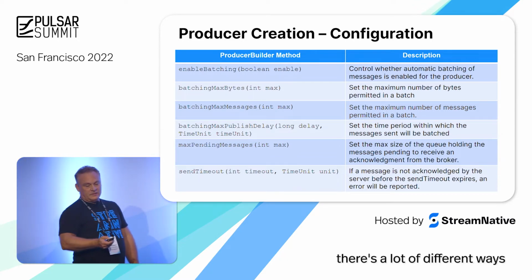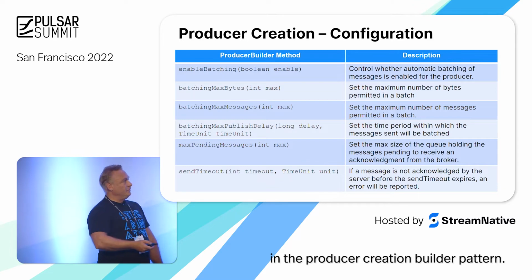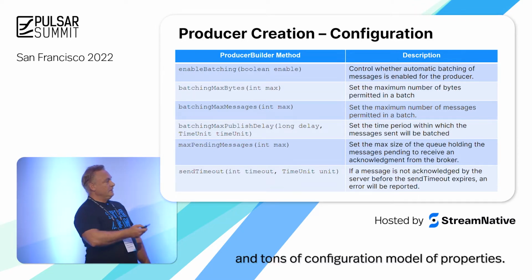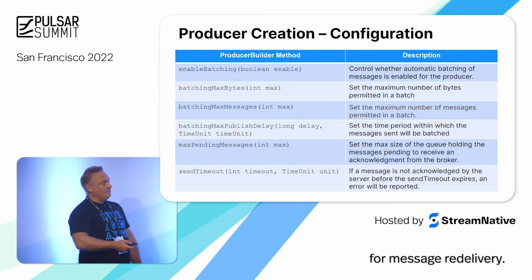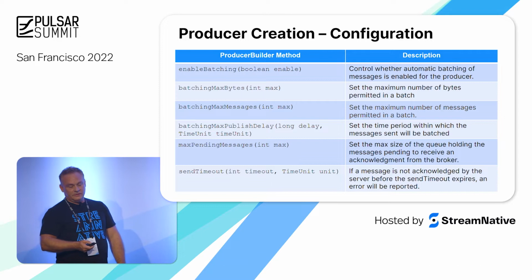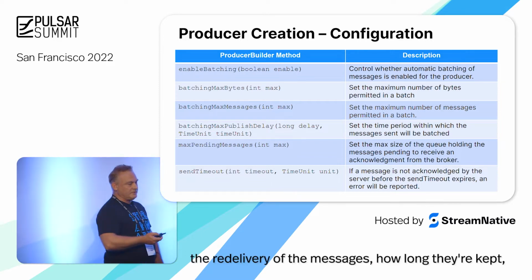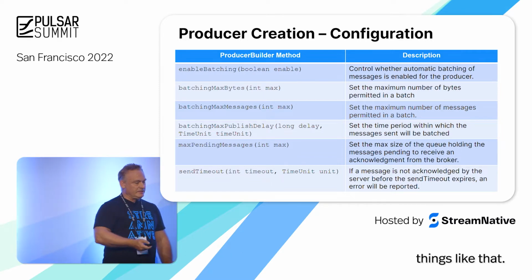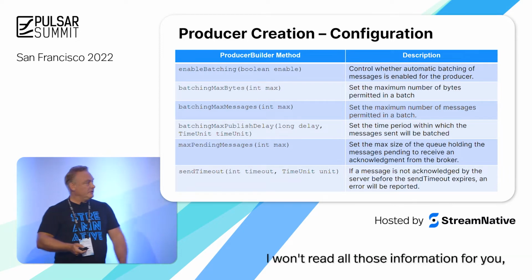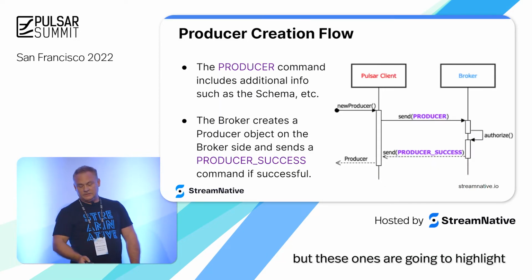Now, as I mentioned before, there are a lot of different options in the producer creation builder pattern. We have tons and tons of configuration properties. Here are some of the ones I want to focus on for message redelivery and how they control the behavior of the producer, the redelivery of the messages, how long they're kept, how the batches are controlled, things like that. So these are the ones that are very specific to us. I won't read all that information to you, but these are the ones we're going to highlight during this talk.